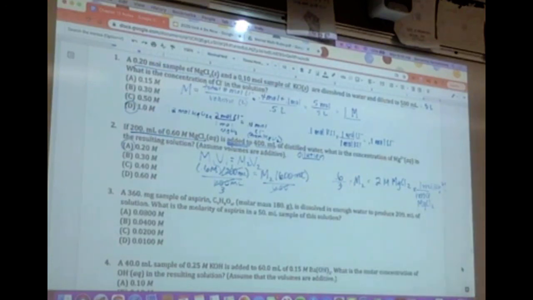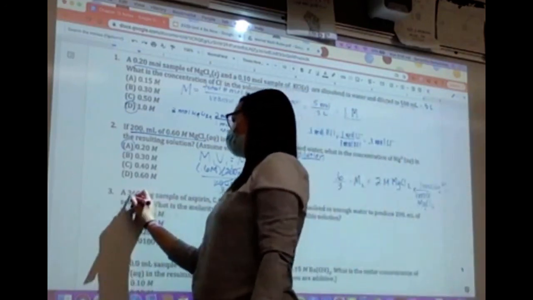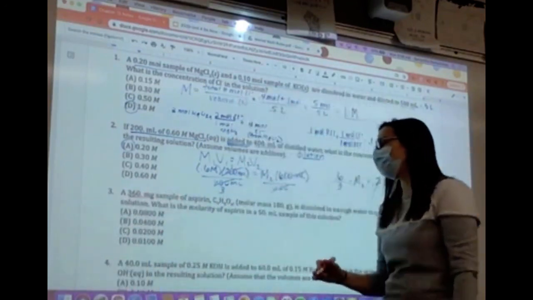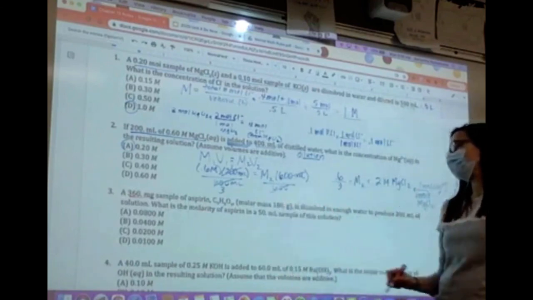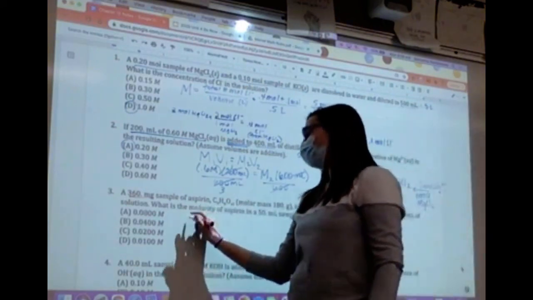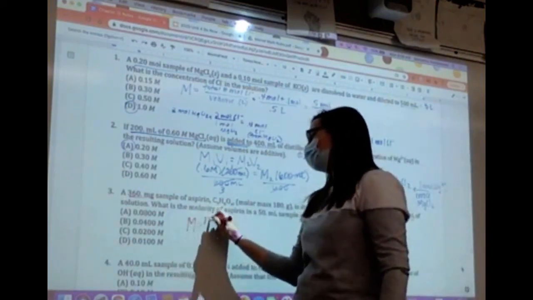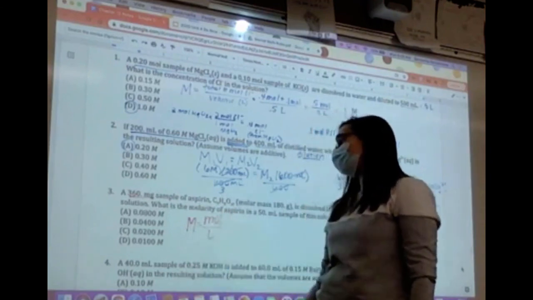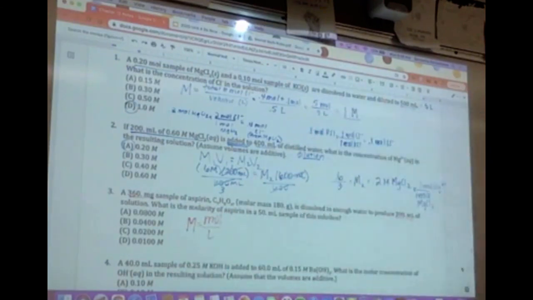Okay, then number 3, 360 milligram sample of aspirin, and they give you the molar mass. Typically, they'll give you the molar masses in multiple choice questions. Is dissolved in enough water to produce 200 milliliters of solution. What's the molarity of aspirin in a 50 milliliter sample of this solution? So I know molarity is moles over liters. Now I notice here that I'm given 2 volumes.